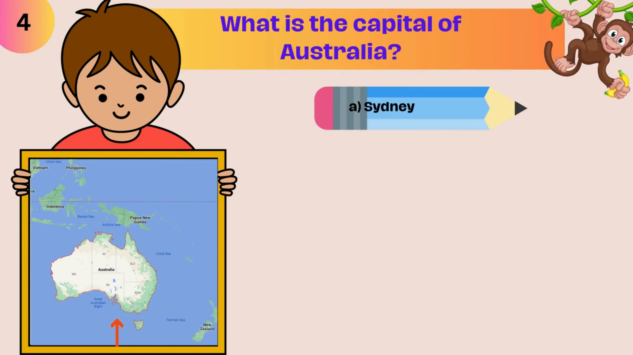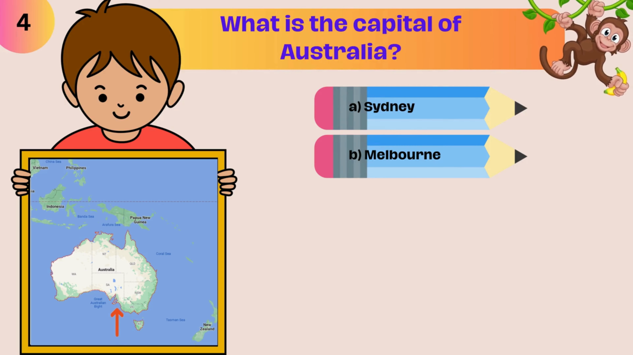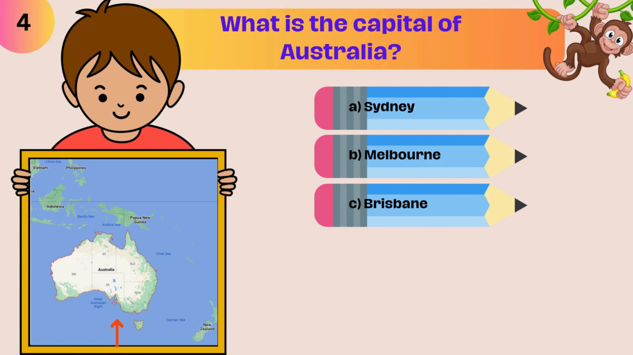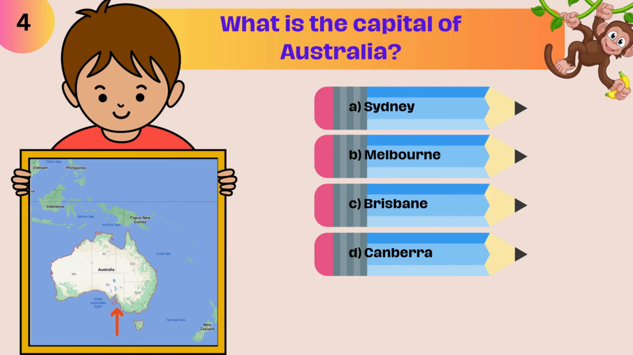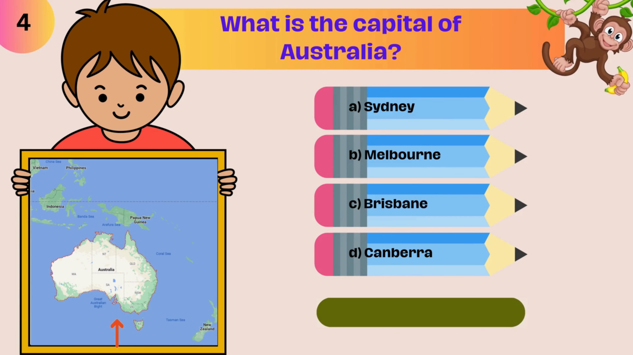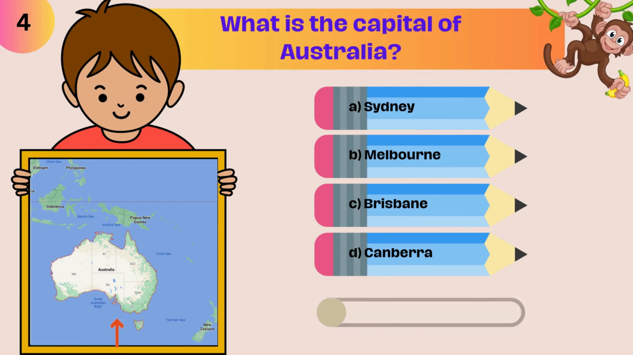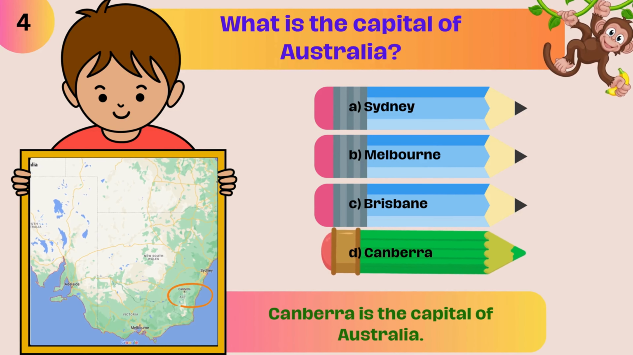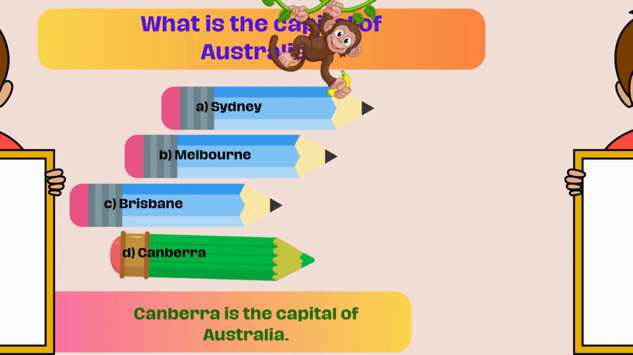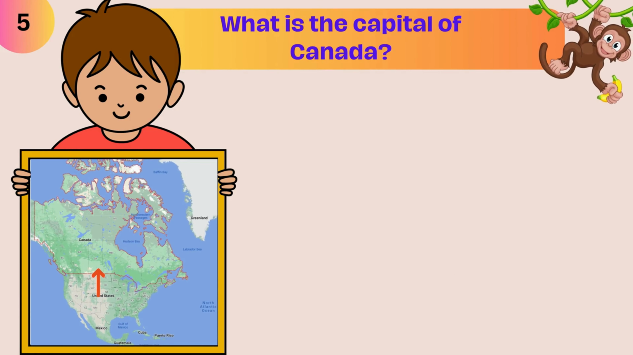What is the capital of Australia? A. Sydney. B. Melbourne. C. Brisbane. D. Canberra. The right answer is D. Canberra.